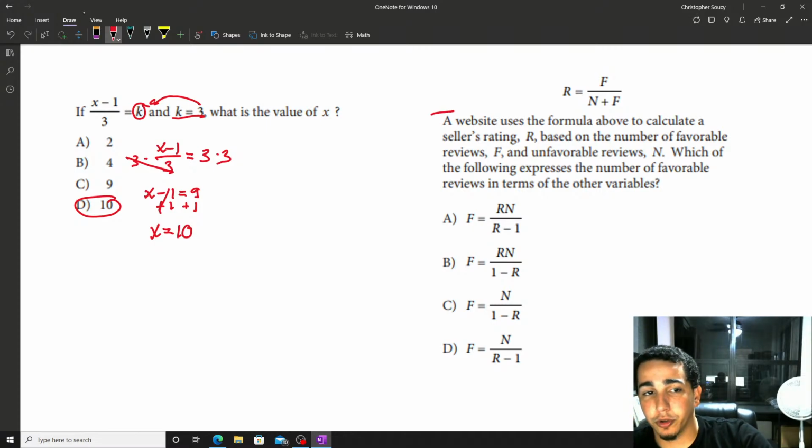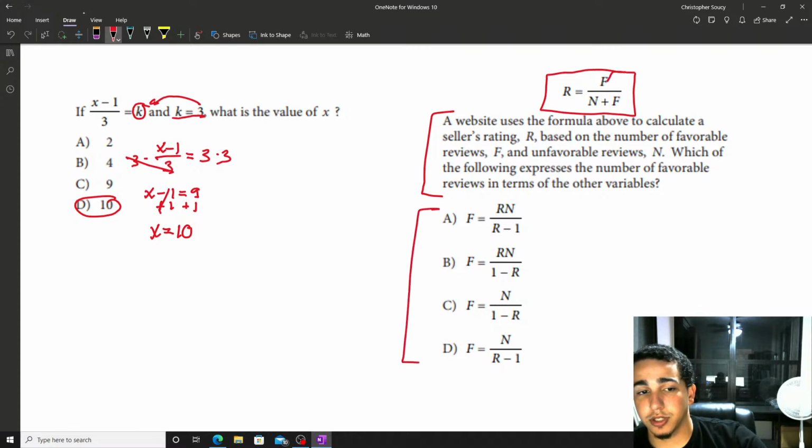So we really don't have to read this portion of the question. When we see that we have an equation and then we look at all of our answer choices, it's obvious that we have to get F by itself from the equation. All of our answer choices have F equals, and we have an equation with F in it. So we have to try to get F by itself.